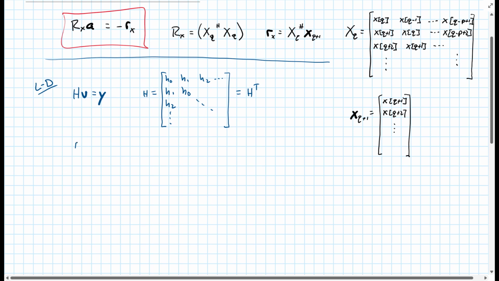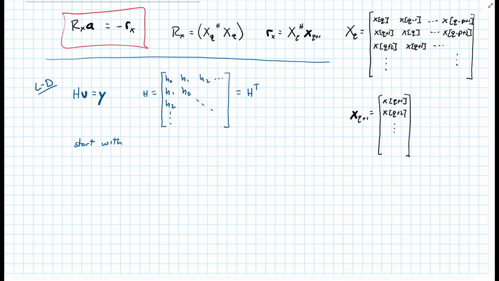And we're going to start with y equal to little h, a vector where little h is defined as h1. Notice it doesn't start at h0. It starts at h1 up to hn.